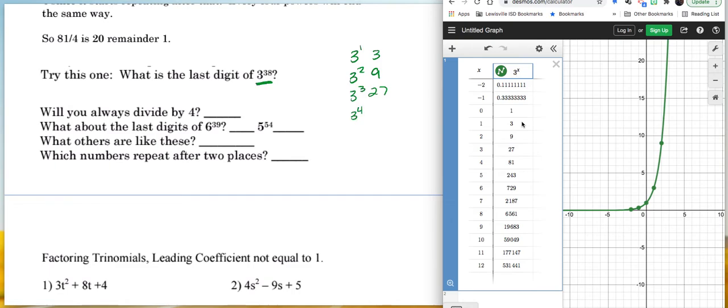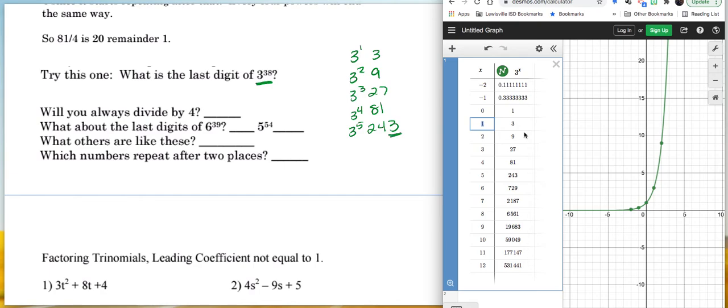3 to the 4th power is 81. 3 to the 5th power is 243. So as you're looking at this table over here on the right of my screen, the first row where the 1 is at, be sure you're starting there. 3, 9, 7, 1, 3, 9, 7, 1, 3, 9, 7, 1. You can see that it is repeating those 4 values.